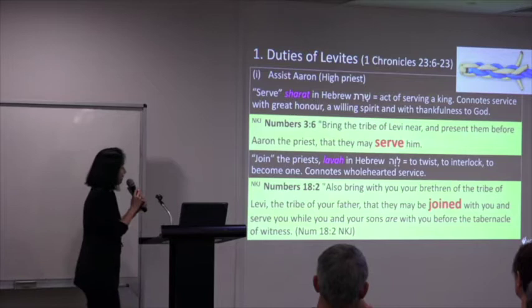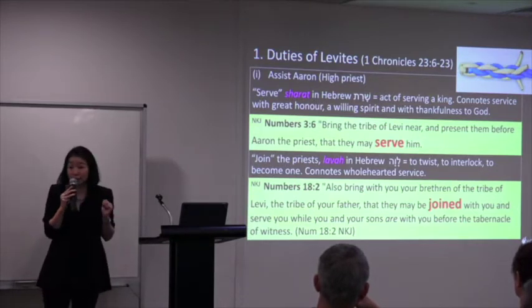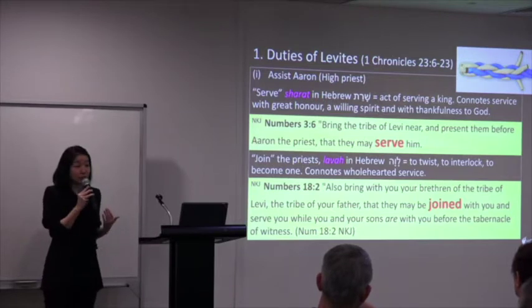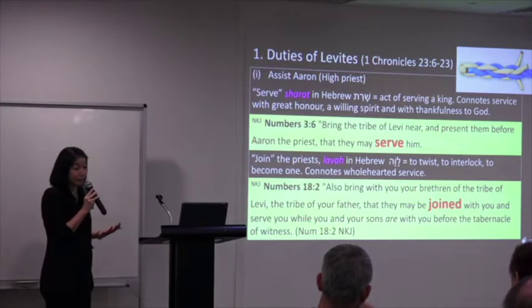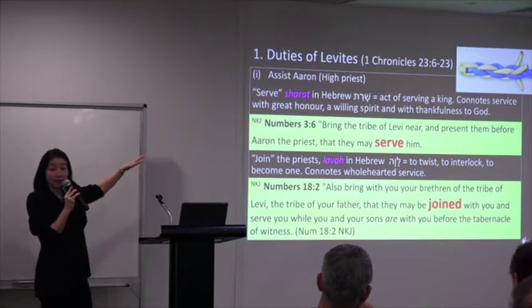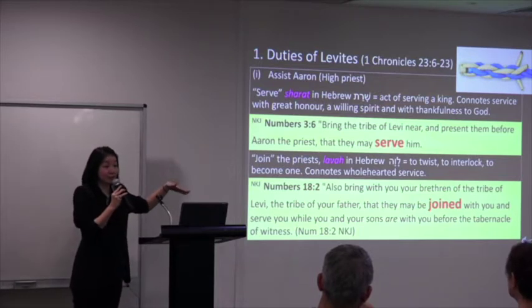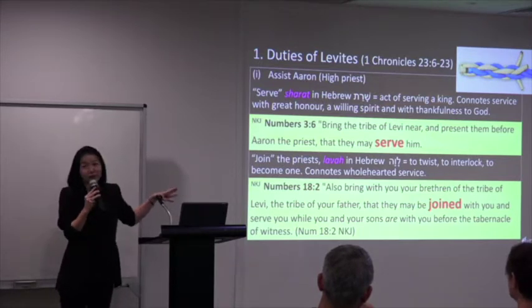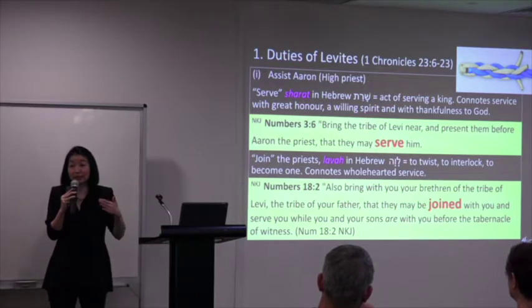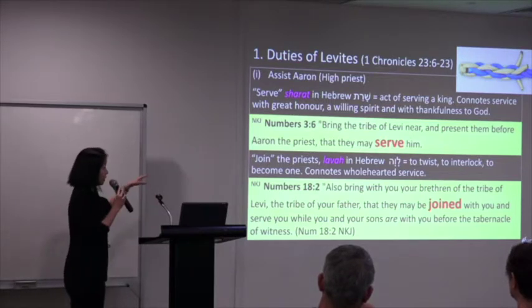Numbers 3:6. Bring the tribe of Levi near and present them before Aaron the priest that they may serve him. We are to serve our Jesus Christ with the same reverence. Now, second thing, Jesus is a high priest, like Aaron was the high priest. But all of Aaron's sons are priests. They're not high. Only the firstborn son is the high priest. The second, third, fourth, fifth, sixth-born sons are all general priests.